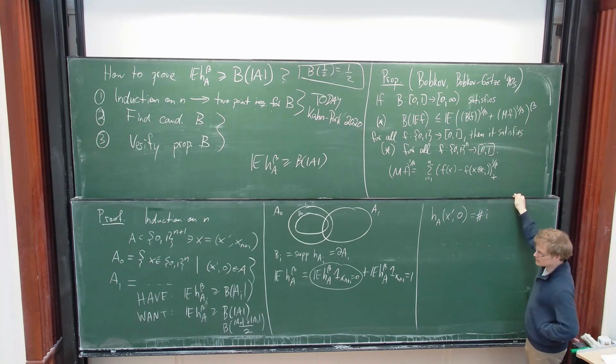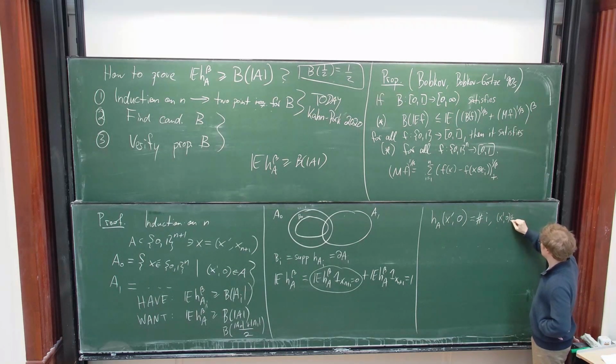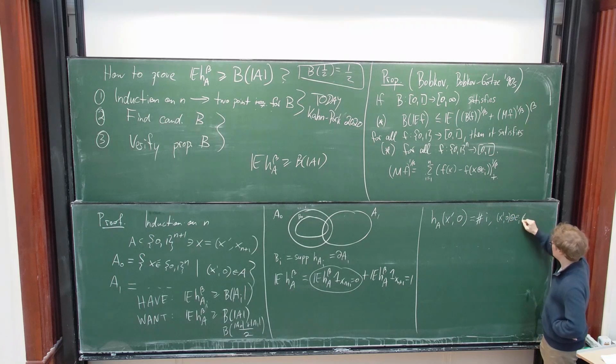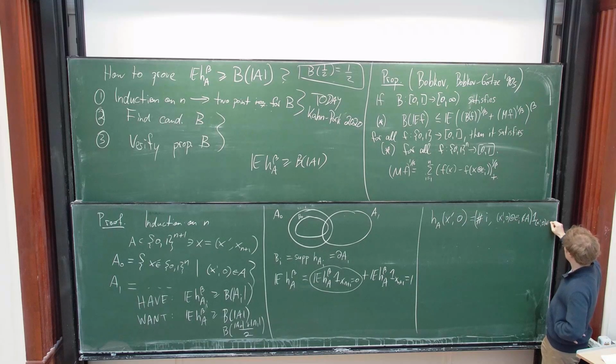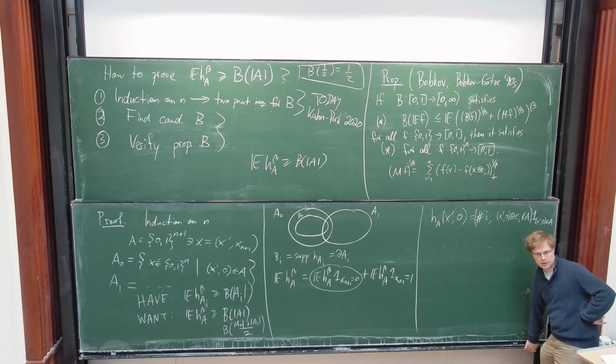There's no need to think, this can be done by a computer. You just write down the definition. So this is the number of coordinates such that x prime, 0 bit flip e_i is not in A, multiplied with the indicator of x prime, 0 in A, right? So I've just mechanically copied the definition, okay?